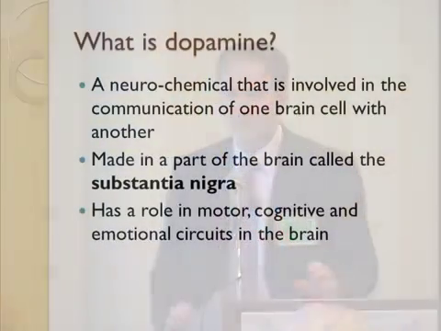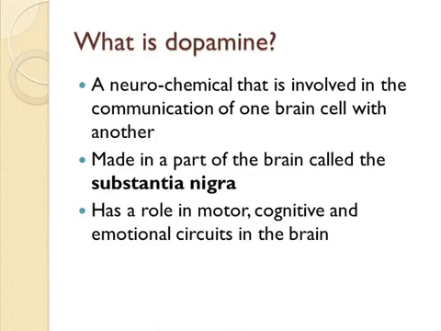Next slide. So what is dopamine? Dopamine is a neurochemical or a neurotransmitter. Essentially, when one brain cell sends a message to another brain cell, it has to do that by some sort of intermediate, which is a neurotransmitter. It's a chemical that sends the signal to the next brain cell. And dopamine is an example of that. It's released by one brain cell, and then it attaches to a second brain cell and sends a message to that brain cell. And that's how the brain communicates within itself and with the body.